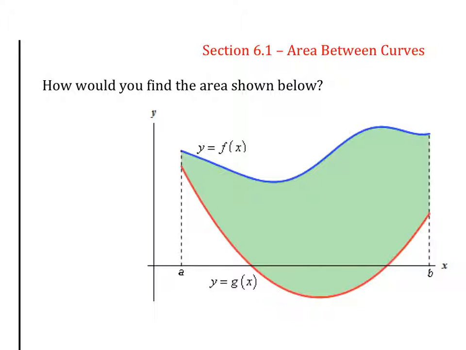Okay, talk to your partner. What are some good ideas for finding the area between these two curves, the green area? What are some thoughts? How do you find the area between the two curves? I heard some correct answers. Any thoughts? Yes. How about Austin and Sarah?